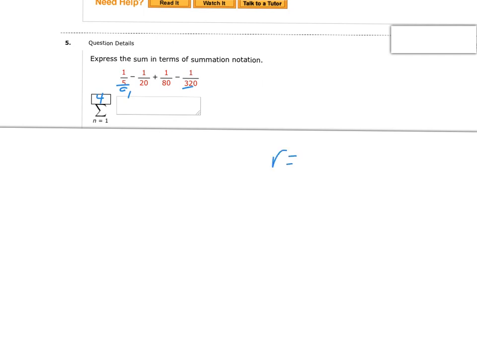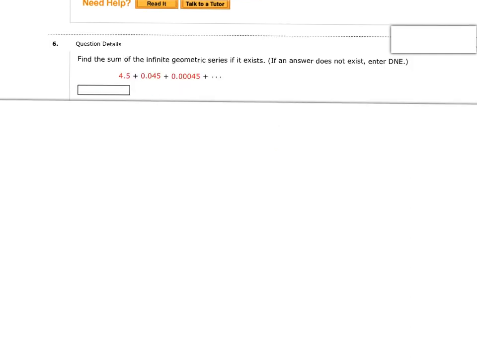So r is any term divided by the term in front of it. So I'll go ahead and do the first 2 terms here. In this case, I'm going to multiply by the reciprocal, by 5 over 1. And so I get negative 1/4 when I reduce that. So that's my r value. And I know a1 is 1/5, so I could just say that this is going to be 1/5 times negative 1/4 to the power of n minus 1, since we're starting with a1.